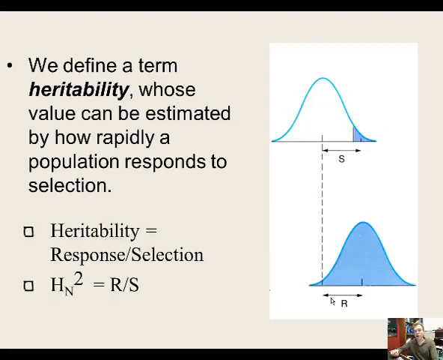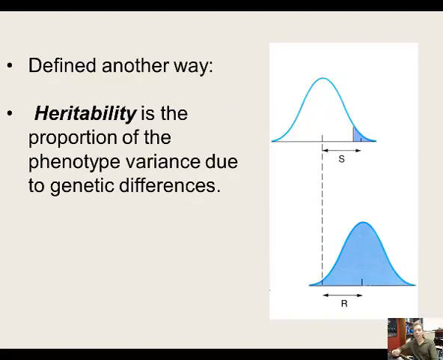And heritability is the response divided by the selection. And the larger that number, the more quickly the trait will evolve. In this case, R was equal to S, and so heritability is equal to 1. Defined another way, though, heritability is the proportion of the phenotype variance due to genetic differences. If a trait evolves rapidly from one generation to the next, it's because there's a lot of different alleles that can be selected for.